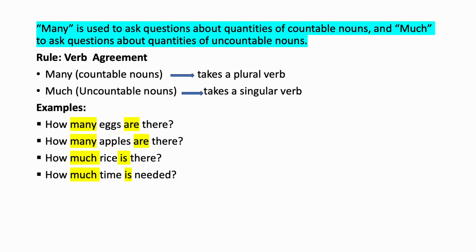How many apples are there? Apples are also countable and we can count 1 apple, 2 apples, 3 apples. So we use many and the verb are.